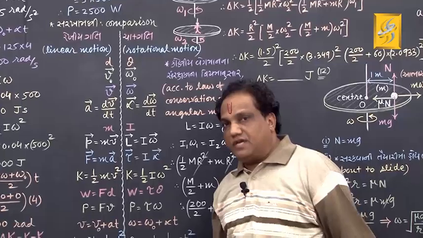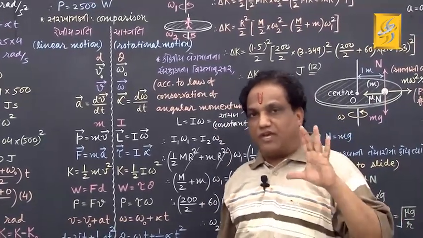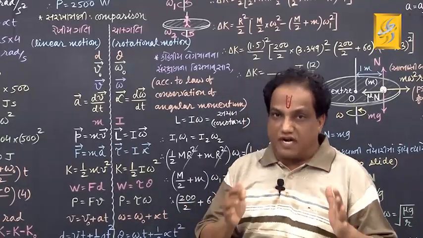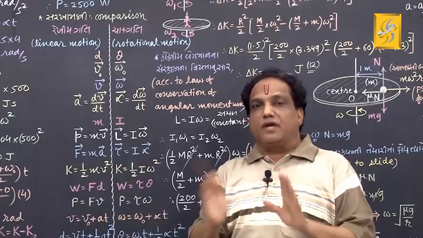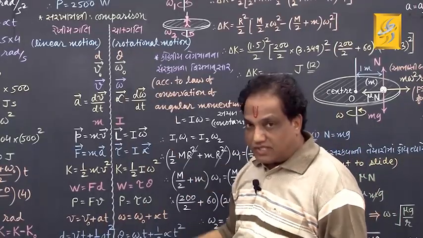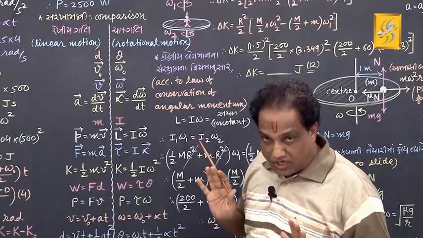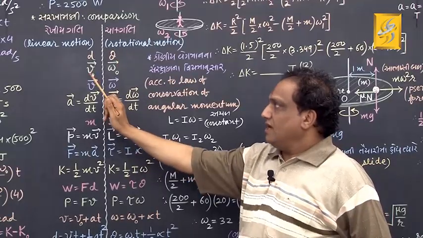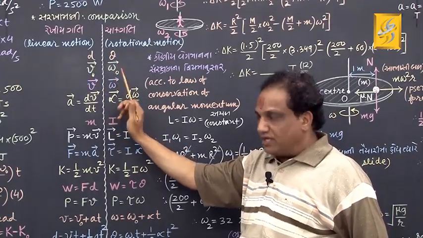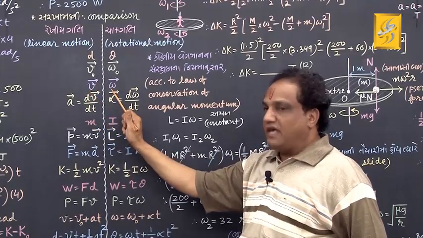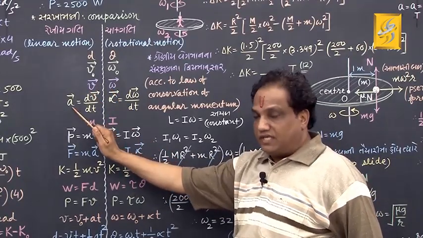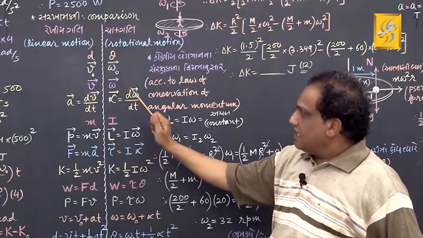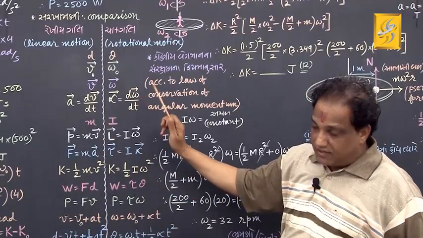Now in first semester you have studied some quantities and equations for linear motion, and similar or analogous quantities and equations you have studied right now in second semester. So let us make a comparison. Let us see the parallelism between linear motion and rotational motion. Linear displacement, here angular displacement. Initial linear velocity, initial angular velocity. Final linear velocity, final angular velocity. You know linear acceleration is time rate of change of linear velocity. Similarly here angular acceleration is time rate of change of angular velocity.